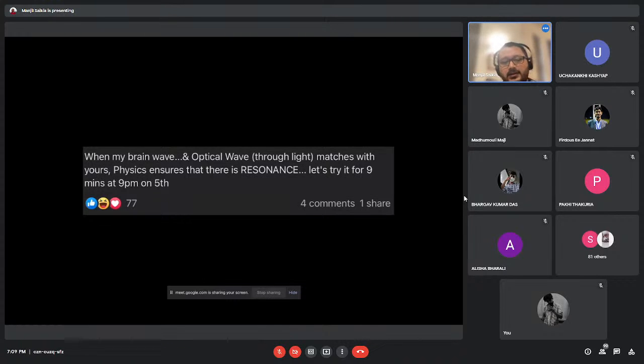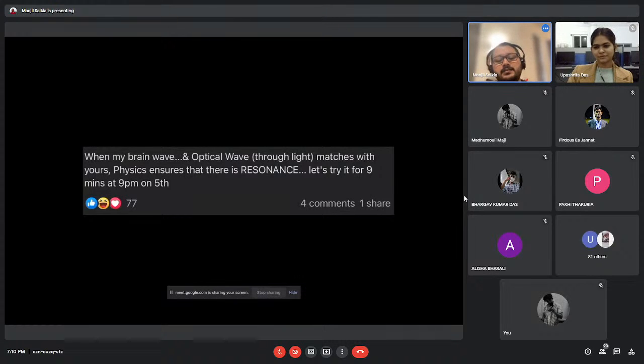So this is an actual update from somebody on Facebook, and this was given by that person after last year or the year before that, when it was announced that you have to light these diyas in honor of the doctors or the health care professionals who were fighting COVID. And that person who teaches physics modified that into all this sort of nonsense, which is like optical wave, brain wave, and things like that. So it says, when my brain wave and optical wave through light matches with yours, physics ensures that there is resonance. And this resonance will kill all the coronavirus particles and so on.